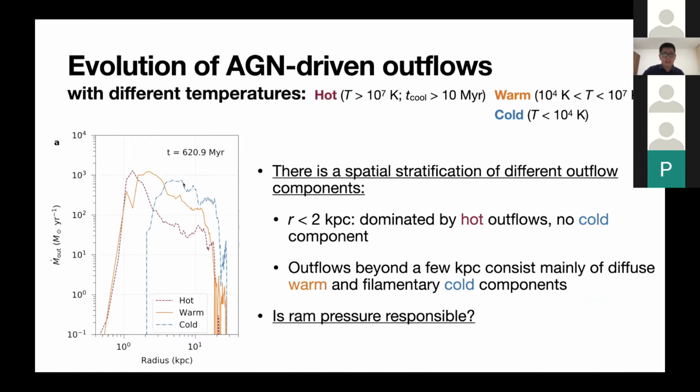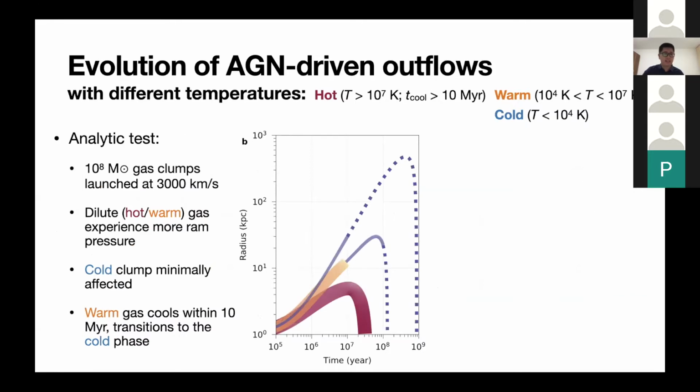So we think the process that helps explain this spatial stratification is the ram pressure from the intra-cluster medium. To help illustrate this argument, we performed a simple analytic test. Here we're launching 3 different gas clumps with different initial temperatures, and they're launched at 3,000 kilometers per second from the center of the cluster.